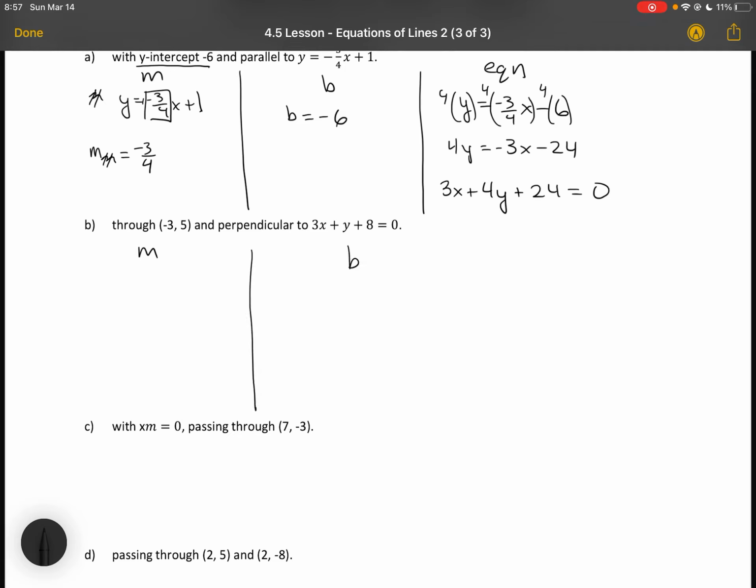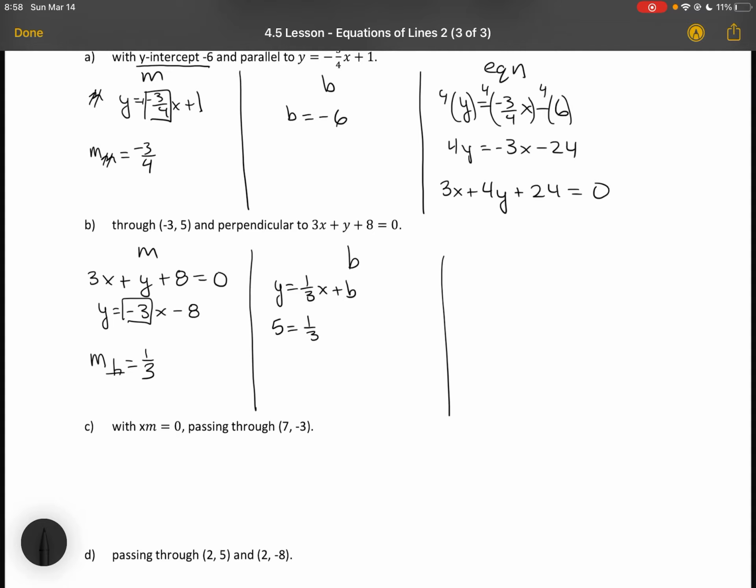I'm not told my slope or my y-intercept, but I do know that the line I'm looking for is perpendicular to 3x plus y plus 8 equals 0. In order to determine that slope, I need to rearrange this equation into slope-intercept form. Now I can see that the slope of this line is -3, and I am looking for a slope that is perpendicular to that. In order to do that, I need to flip the fraction and change the sign. Now I can substitute in the point that I'm given for x and y, which will allow me to solve for b.